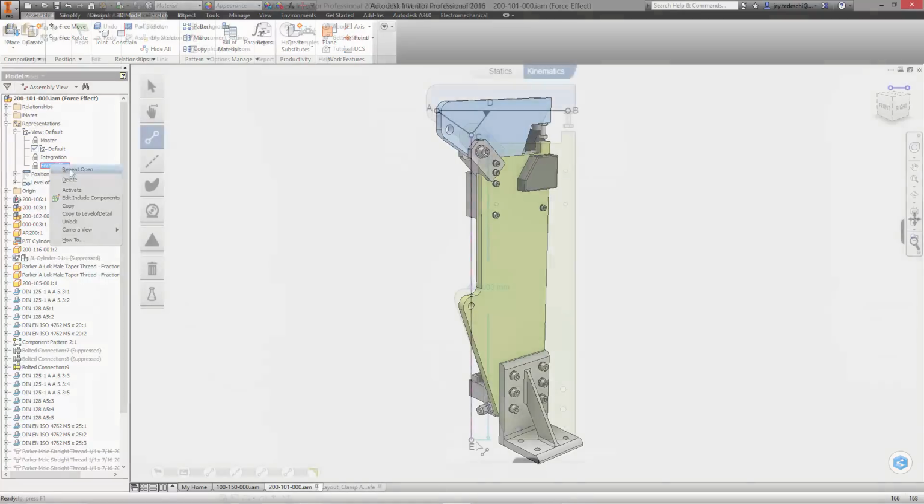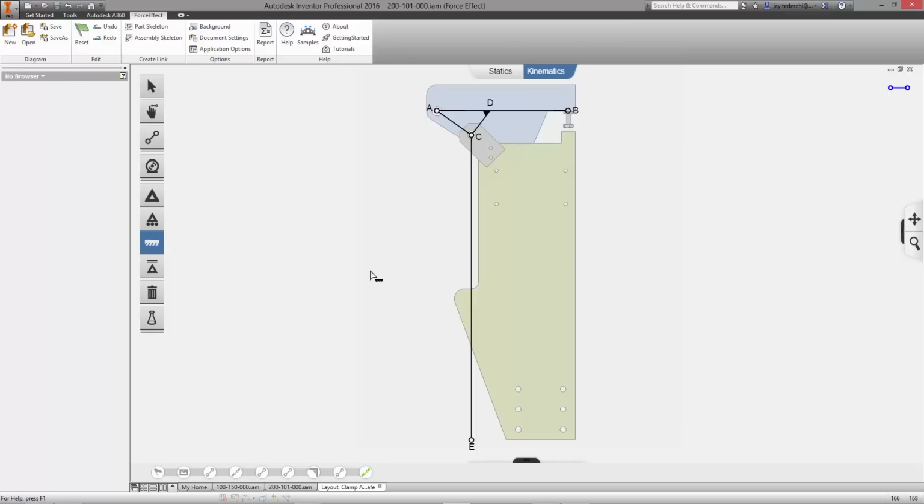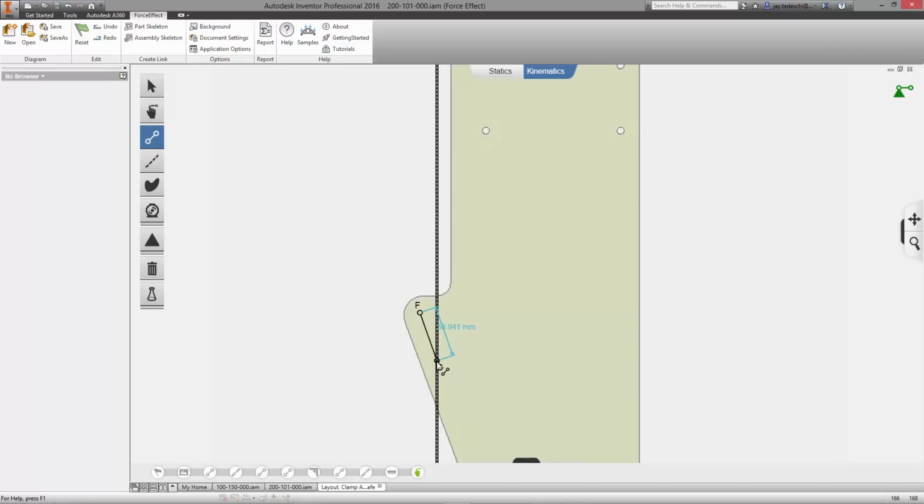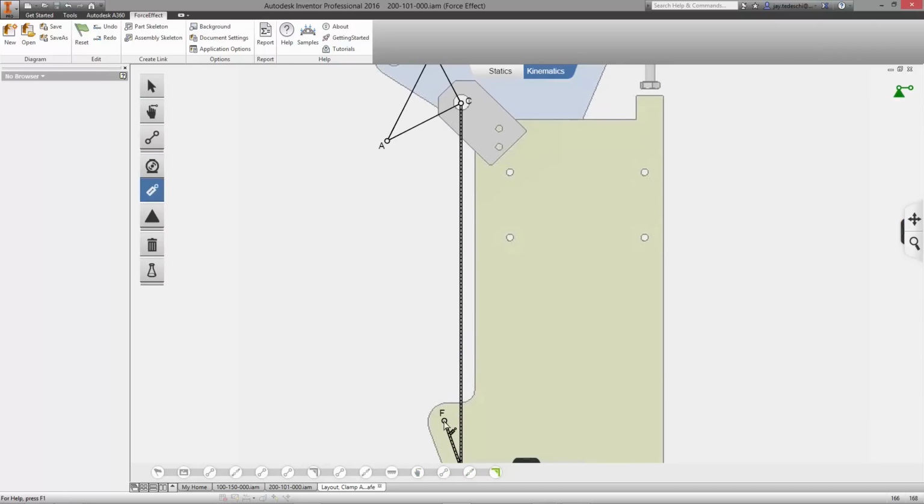ForceEffect Motion allows you to understand the kinematics that occur in a device with moving components. The same intuitive interface is used across both ForceEffect and ForceEffect Motion on all devices, and you can easily transition between static and kinematic calculations.